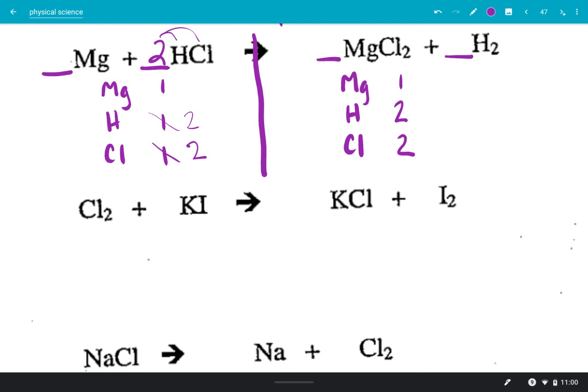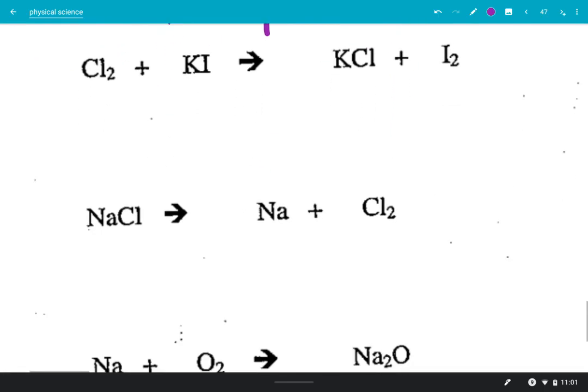And you can leave the magnesium chloride and the hydrogen blank if you want, or you can put 1s there. It doesn't matter. Alright, again, I want you to try this on your own. Go ahead and pause it and come back in a sec.